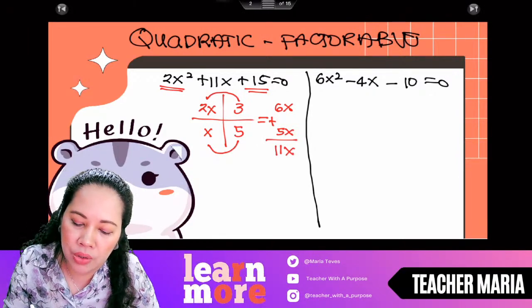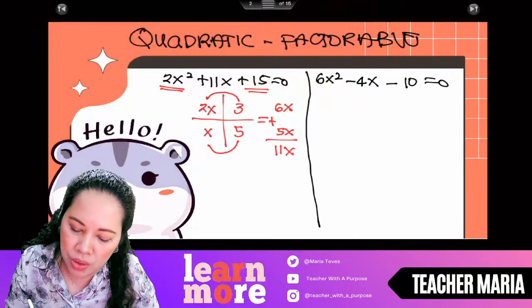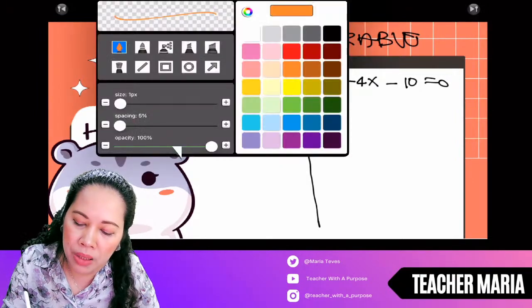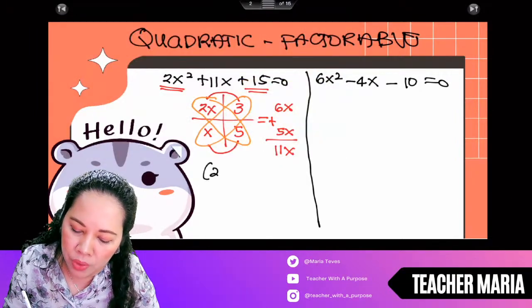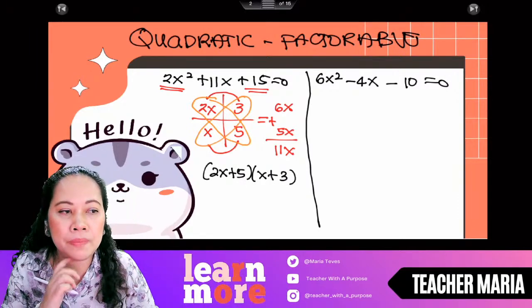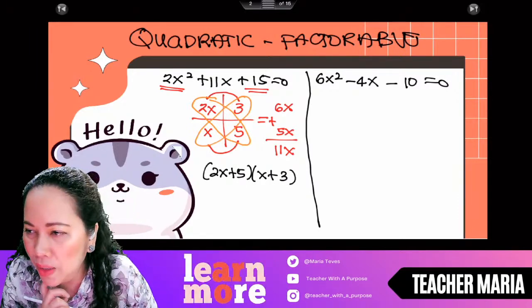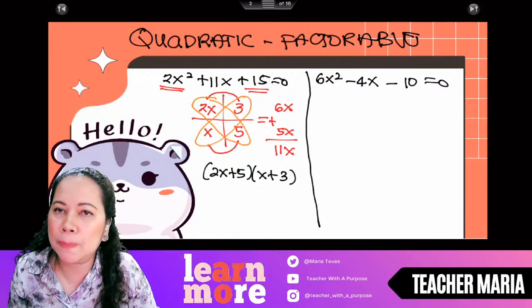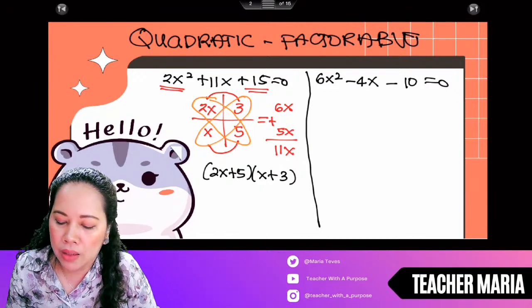And then all you need to do is the cross butterfly effect. That will be the pair. So you will have 2x plus 5 and x plus 3. Yes, that's right, Ambery. Yes, that's correct.